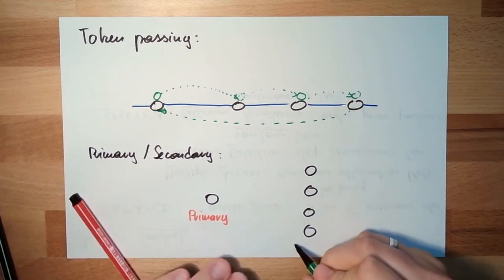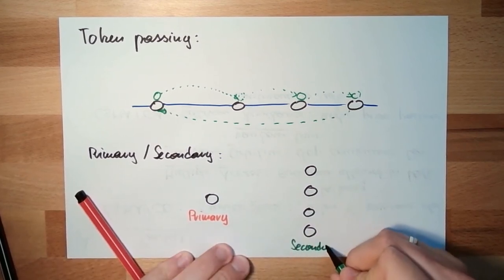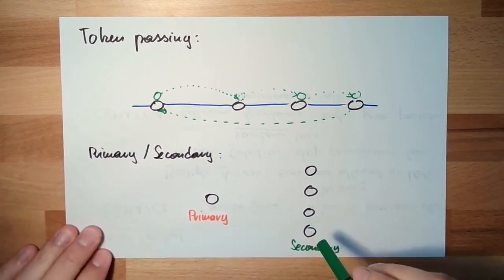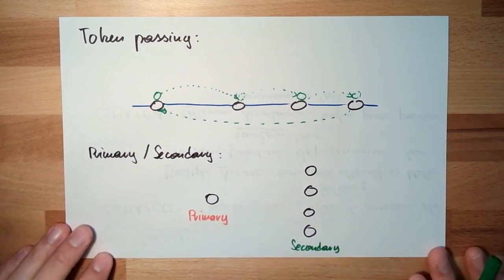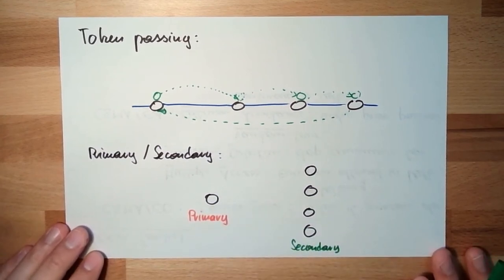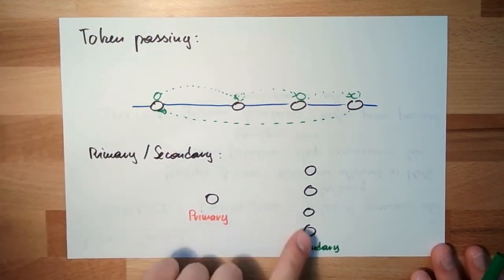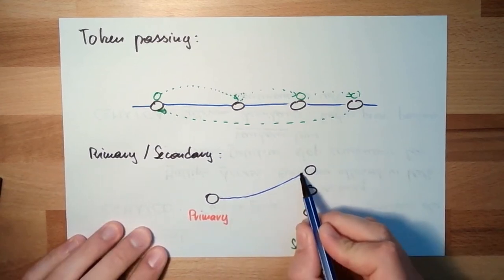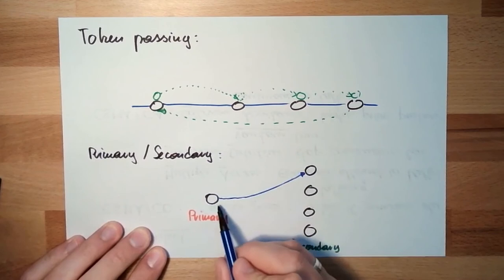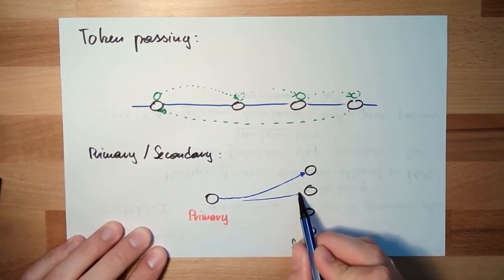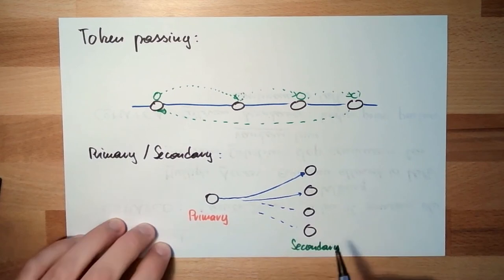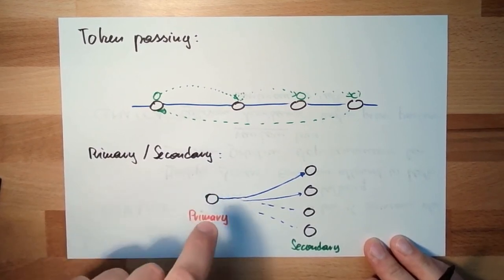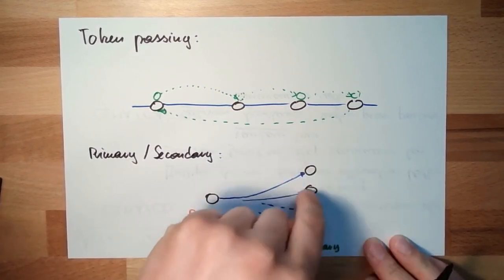And these ones here are the secondaries. Secondaries are not allowed to talk until asked by the primary. Okay? Hey, what's up? Don't talk. This one is asking this one. Tell me something. Is there something new? No. Then it's asking the next one, and the next one, and the next one. And so every secondary is asked by the primary, and only if asked by the primary is the secondary allowed to answer.